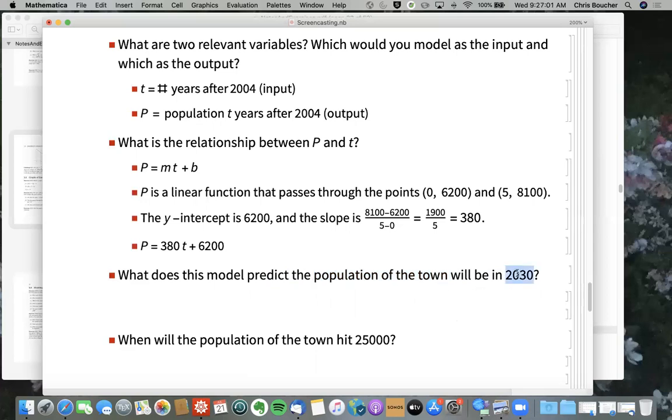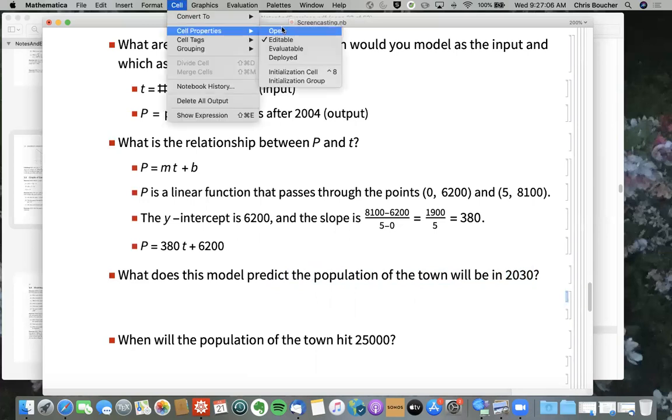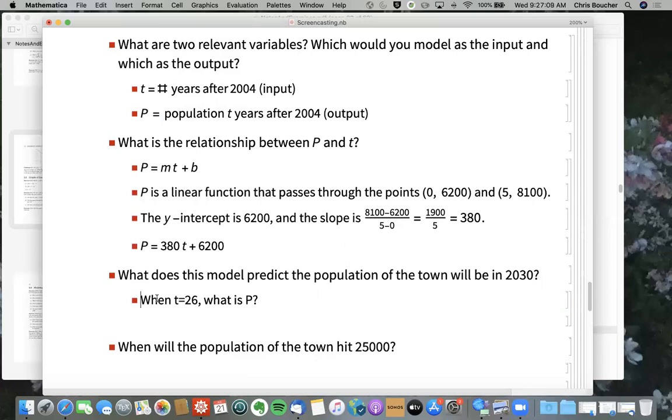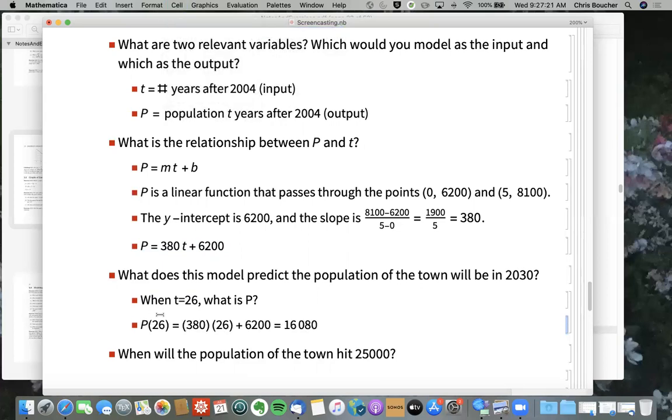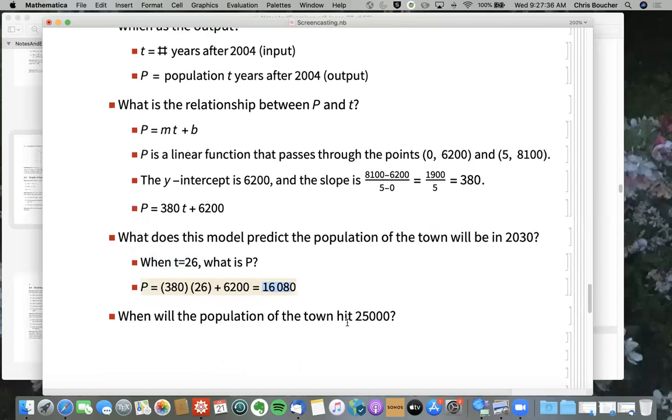Notice that 2030 is t equals 26, right? That's 26 years after 2004. And so this question boils down to, when t is 26, what is p? Well, you have this equation relating p and t. So if you know the value of one, plug in and figure out the other. So I plug in t equals 26, and we get 16,080. So that's our answer to the question. We predict the town will be a little more than 16,000 people in 2030.